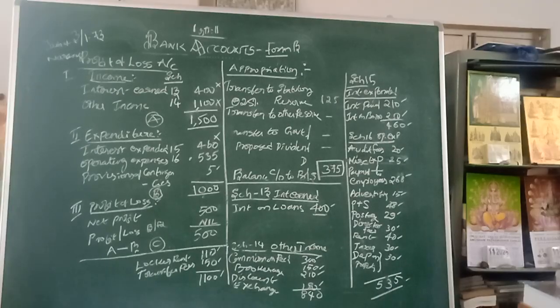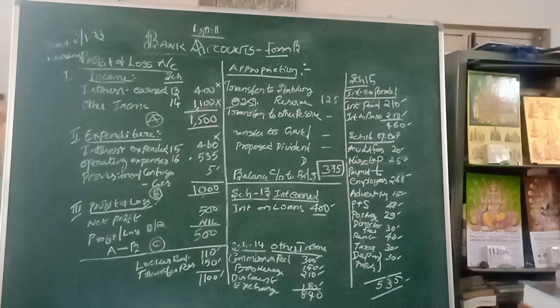Then next one, depreciation. Depreciation is an expense. It's an operating expense. We should take it in schedule number 16. See, because of space constraint, I have not mentioned it fully. I just mentioned depreciation on property. It is given as depreciation written off on bank property 30 rupees. Only the depreciation should be taken here.